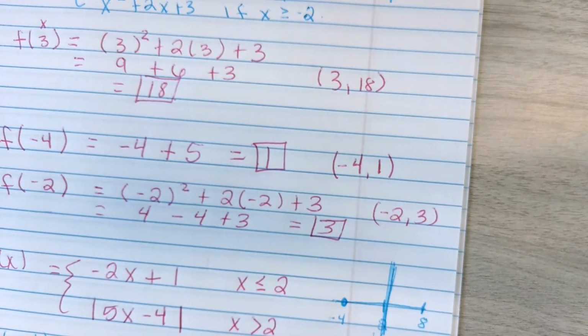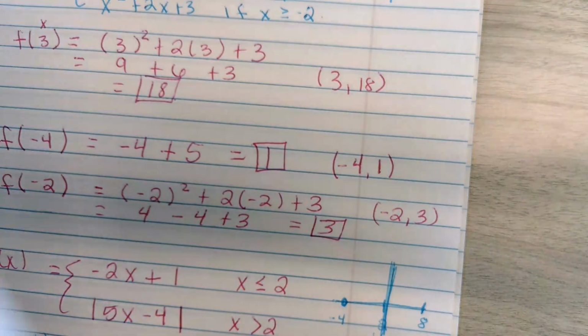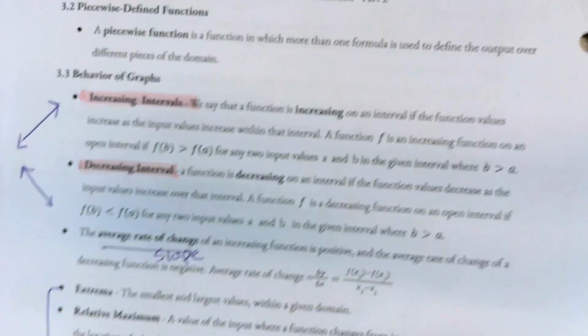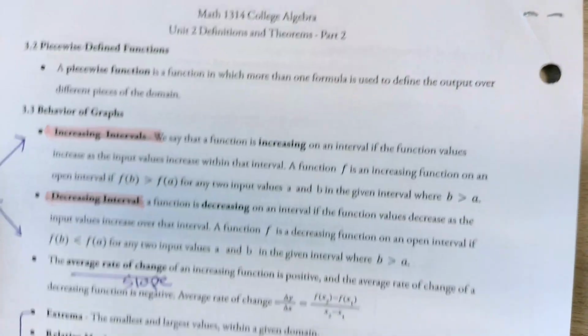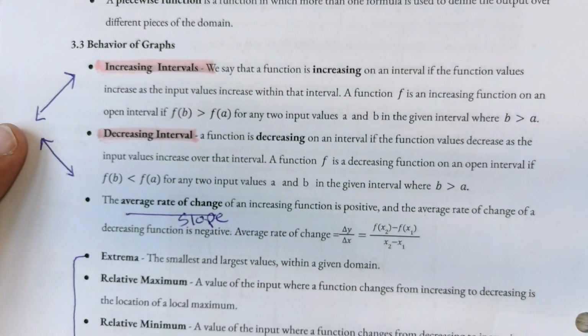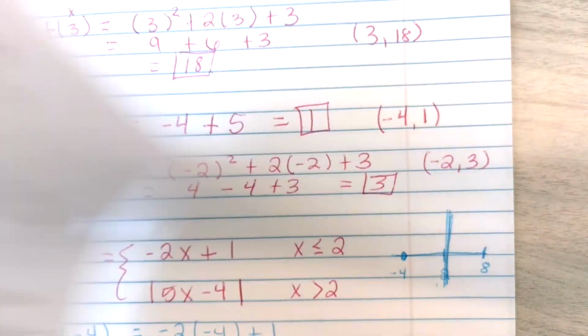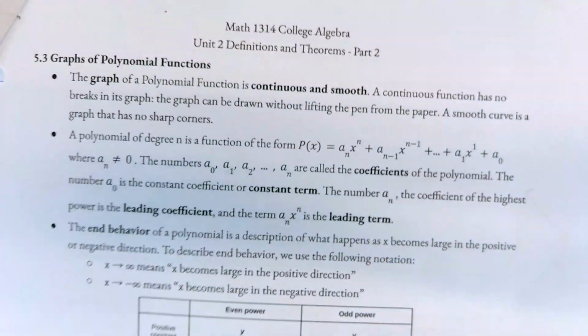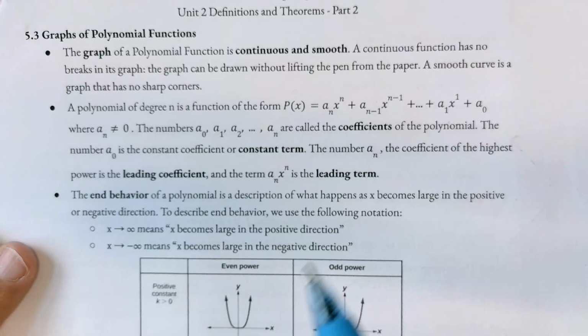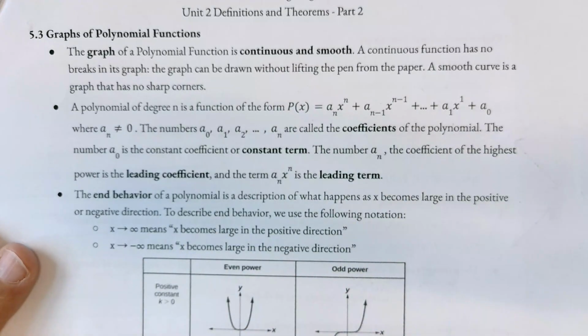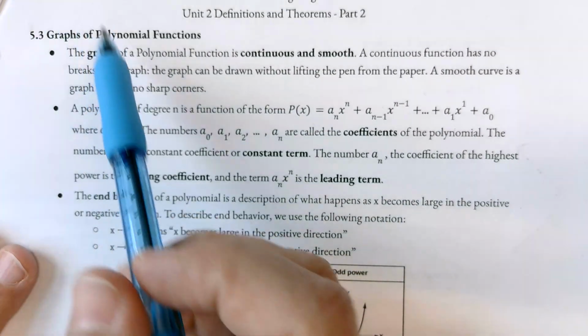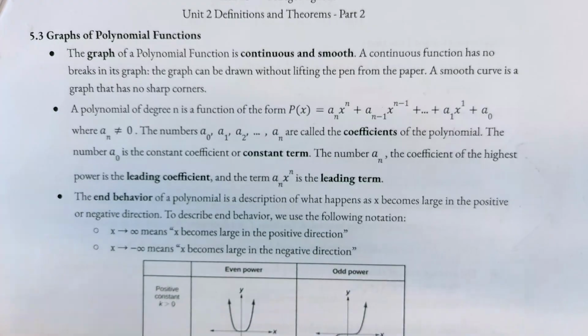Okay, now I'm going to show you how to do the backside of your homework. We have a bunch of what are called polynomials. So we need to take a look at our definitions and theorems page. I'm on the very last page, page 3, to see the behavior of polynomials. I'm going to move to page 2 for just a second so we can take a look at the definition of polynomials. So a polynomial is a smooth, continuous graph.